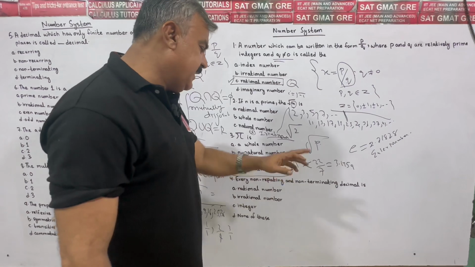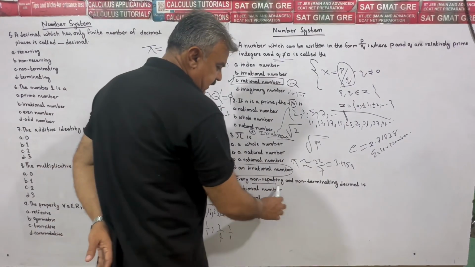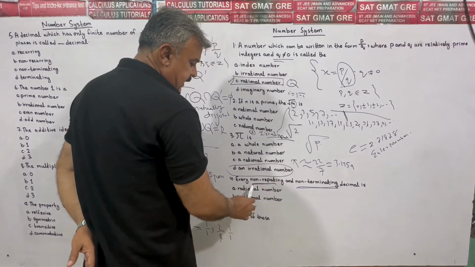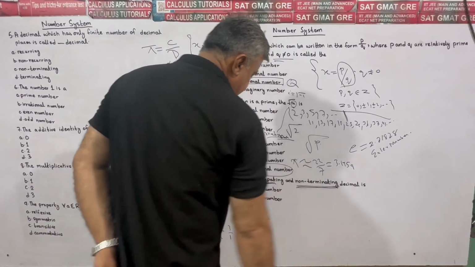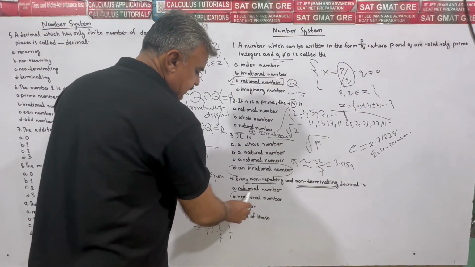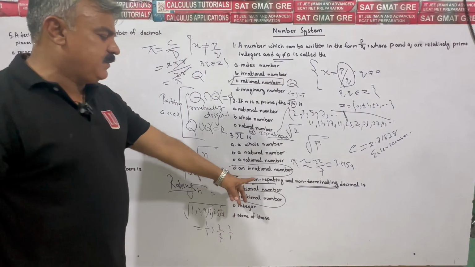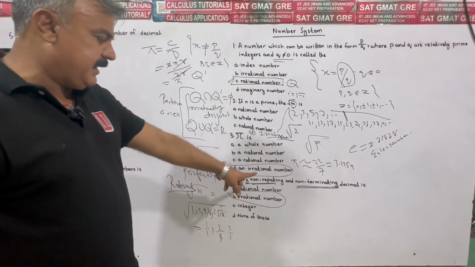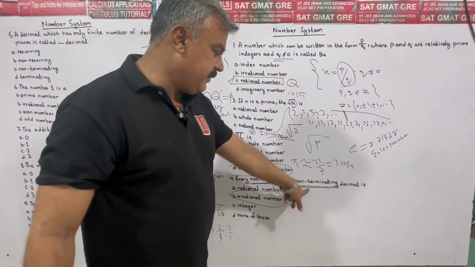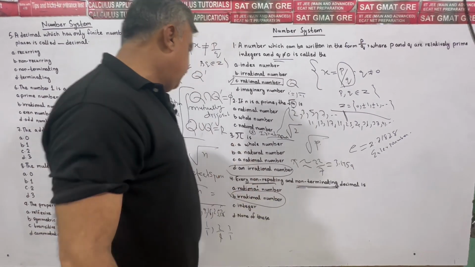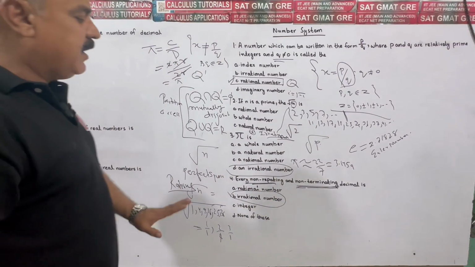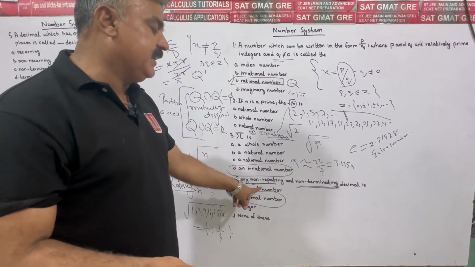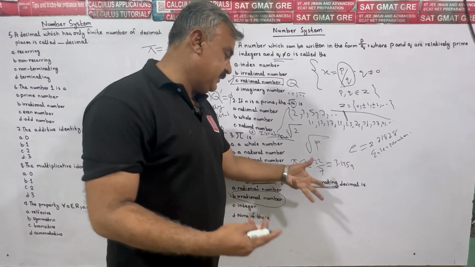Moving towards question number 4. Every decimal that is neither repeating nor terminating is known as an irrational number. That is the definition of an irrational number: neither recurring nor terminating. On the other hand, if any decimal is repeating or recurring, it is rational. If it is terminating, it is rational.